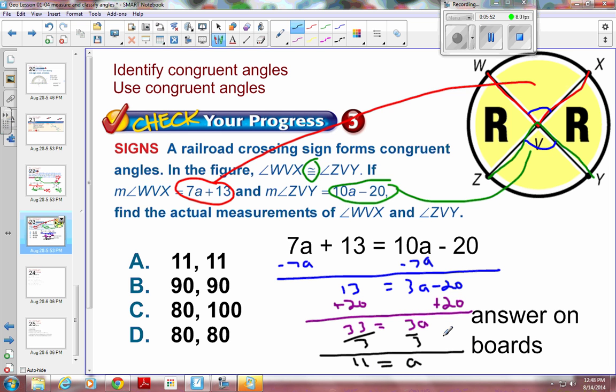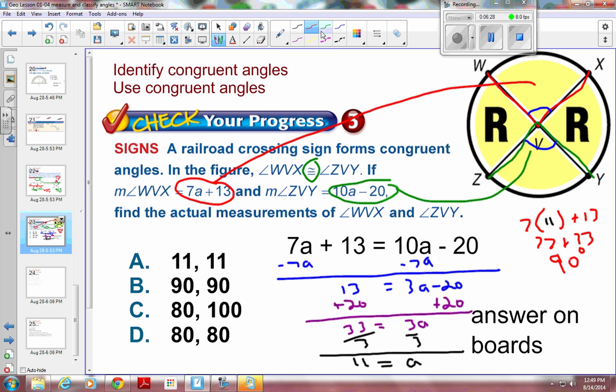No, you have not finished the problem. They have an answer 11, but that's not what they ask you. They say find the actual measures of WVX. So WVX is the 7a plus 13. So 7 times a plus 13, where a was actually 11, right? So that becomes 77 plus 13. And 77 plus 13 would be 90 degrees.